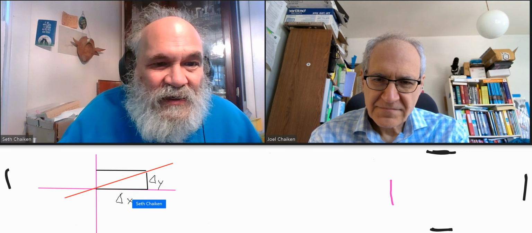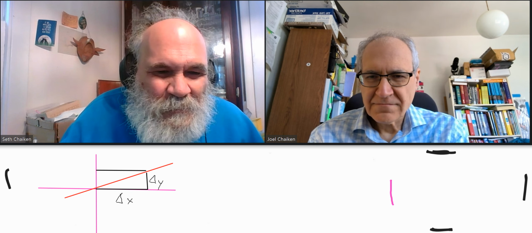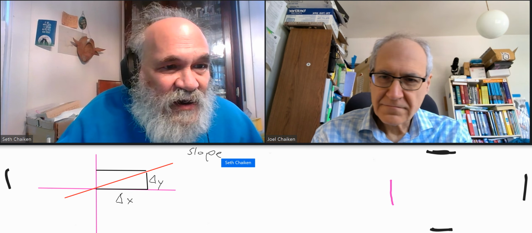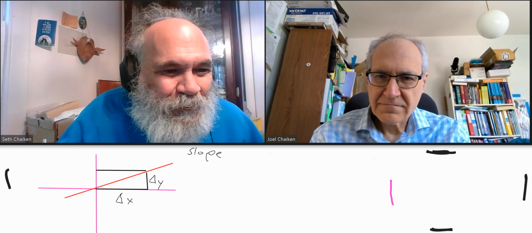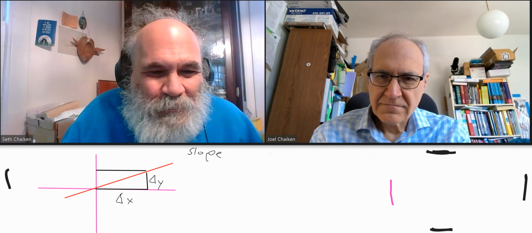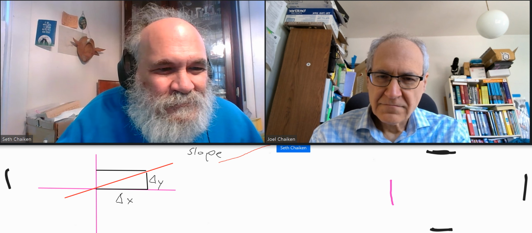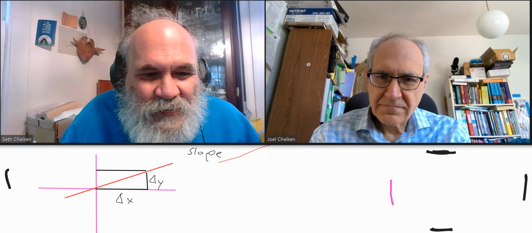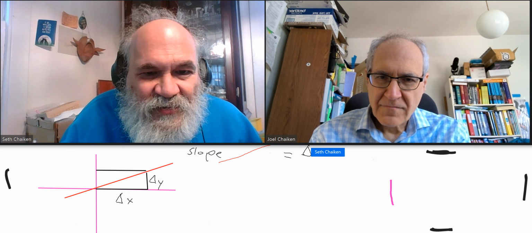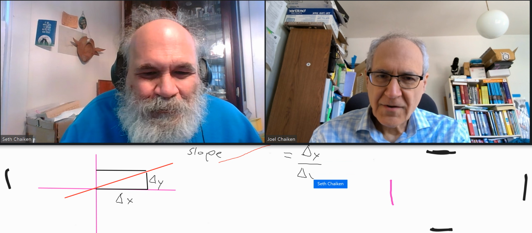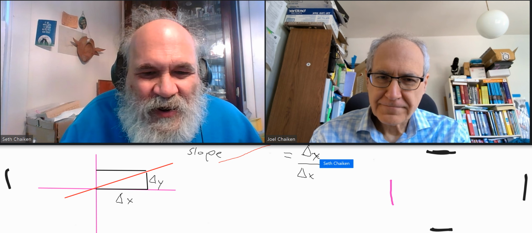And then we get the slope of the red line equals delta y divided by delta x.